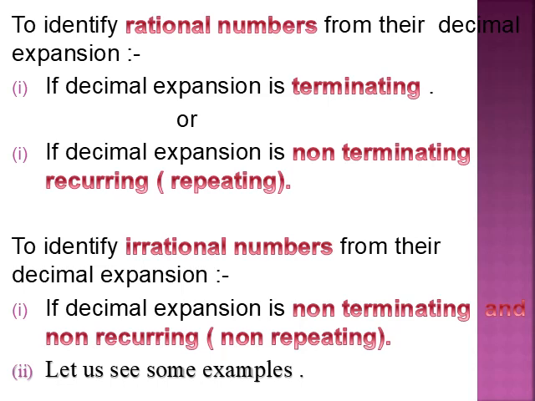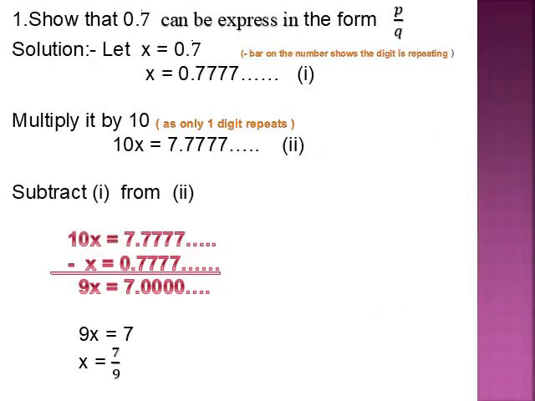So let's see some examples based on this property. Here you have to show 0.7 bar, and that bar shows that the digit 7 repeats, means 7, 7, 7, and express it in the form of p by q, means a rational number. So let x equal 0.7 bar. That bar shows the digit repeating. So we will write, removing the bar, x equals 0.777 and so on. Here the dots are a must, because in non-terminating decimals the remainder is never 0. Multiply it by 10.